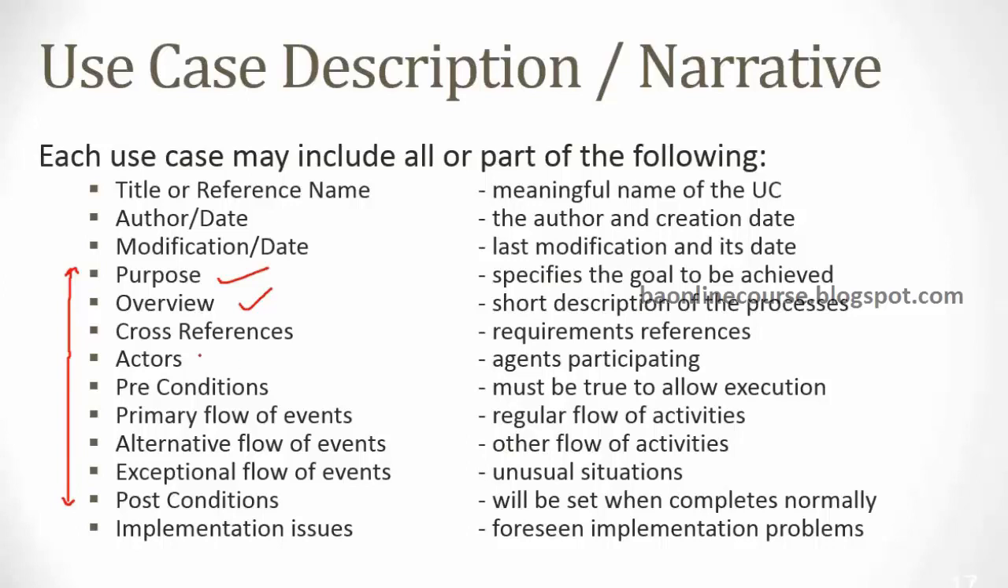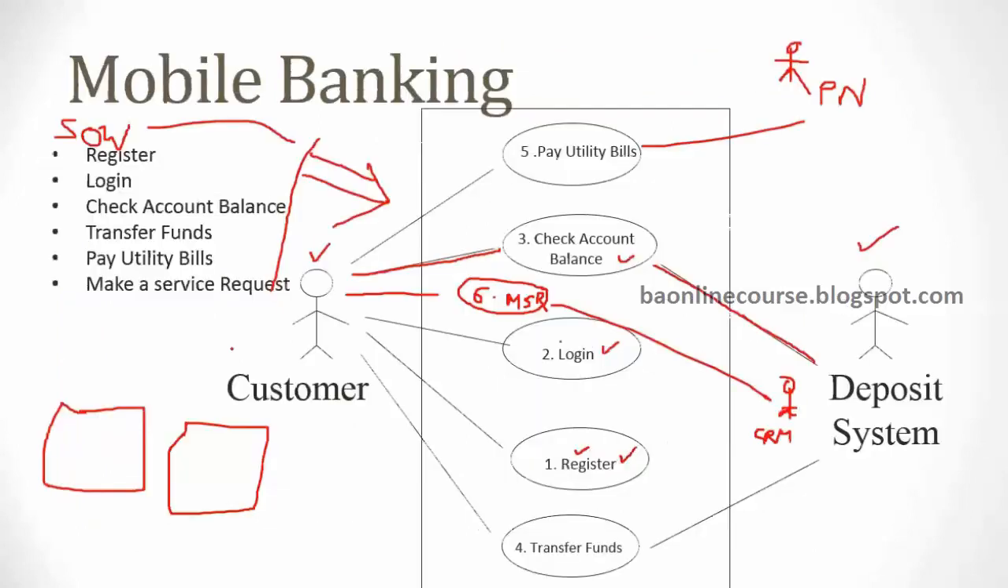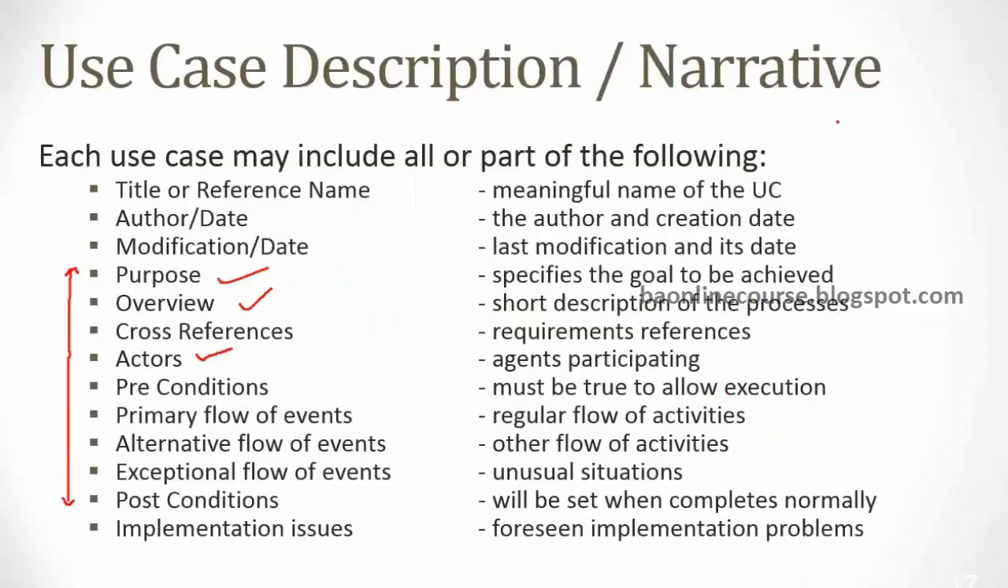Okay. Then you list down the actors. Who are all the actors involved in a particular use case? If you pick up check account balance, there is a customer, there is a deposit system, right? If there is a pay utility bills use case, there is a customer, and then there is a payment network, right? So you'll figure out all the actors. Usually you list down the primary actor separately. So you'll say that this is the primary actor. Whoever initiates the use case is considered the primary actor. Okay.